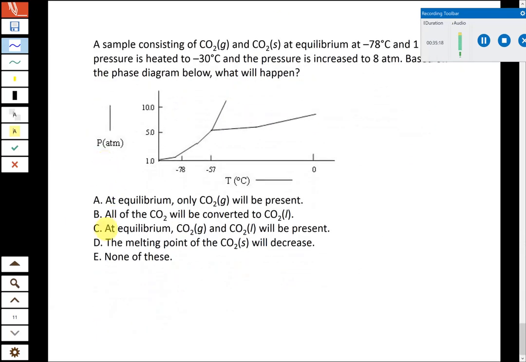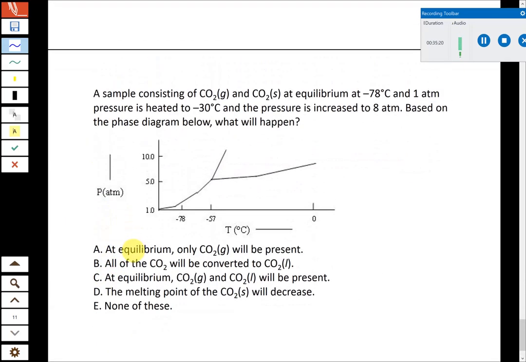All right, and then finally we're going to go to the last one here, which is the phase diagram for CO2. And we have a sample consisting of CO2 gas and CO2 solid at equilibrium at minus 78 Celsius and 1 atmosphere. And it's heated to minus 30 and the pressure is increased to 8 atmospheres. Based on this, what will happen? So we're going to find our starting point first. We're starting at minus 78 and 1 atmosphere. So that's going to be here.